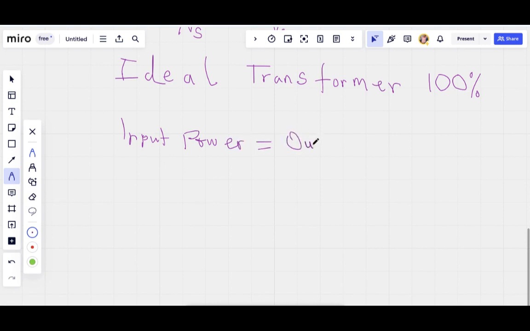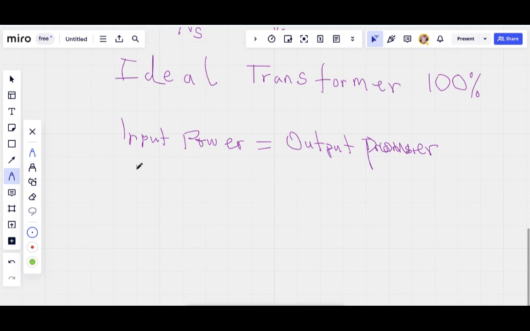For an ideal transformer, you're saying nothing will be lost. That's why input equals output. Everything you put into the machine, the transformer, everything will come out. There will be no heat loss. There will be no hysteresis loss. There will be no eddy current loss. Input power will be equal to output power. But in reality, there's no such thing.